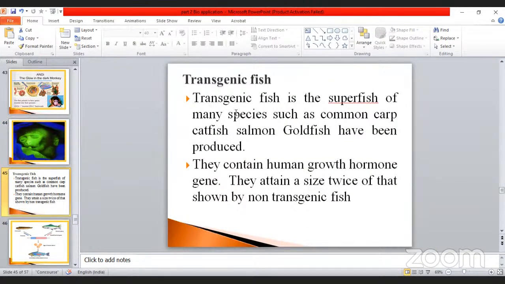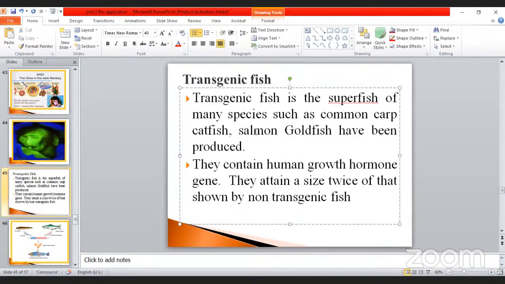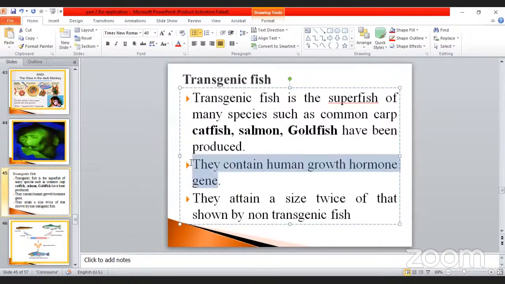Transgenic fish are super fish of many species such as common carp, catfish, salmon, goldfish. These are the examples given. Salmon and goldfish have been produced commercially. Already you know about aquaculture, we use goldfish, but these are all produced as transgenic fish. They contain human growth hormone genes. This is also very, very important.